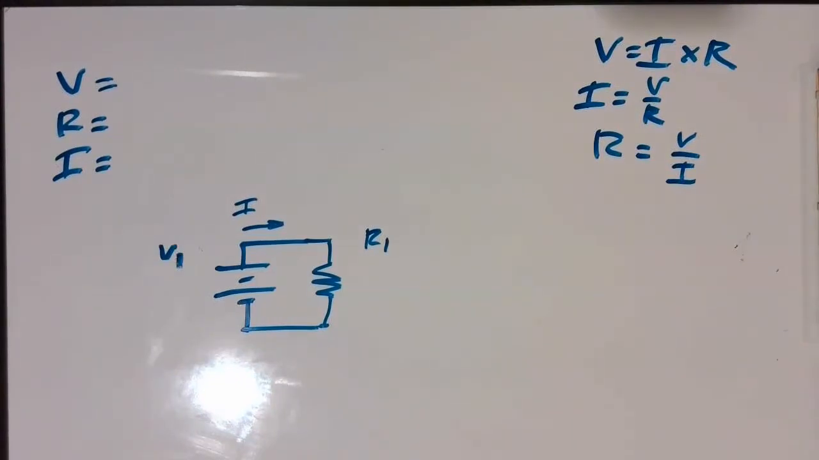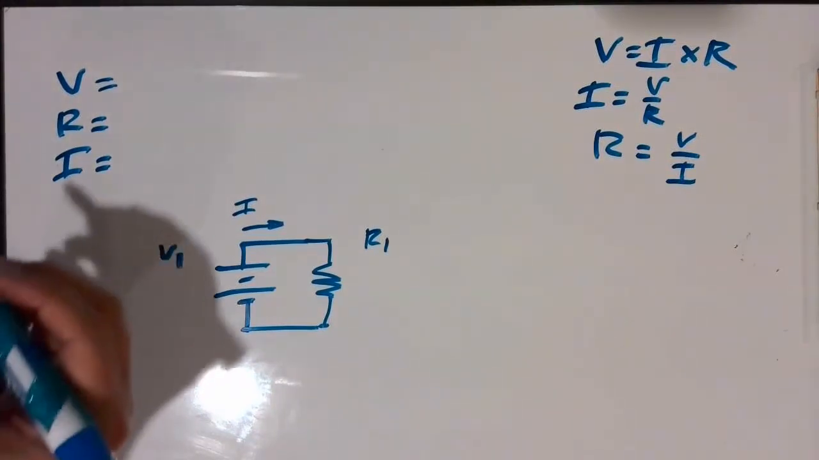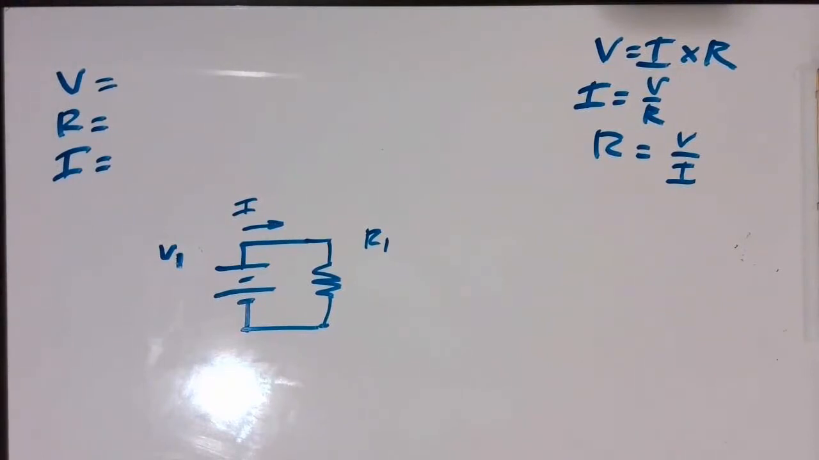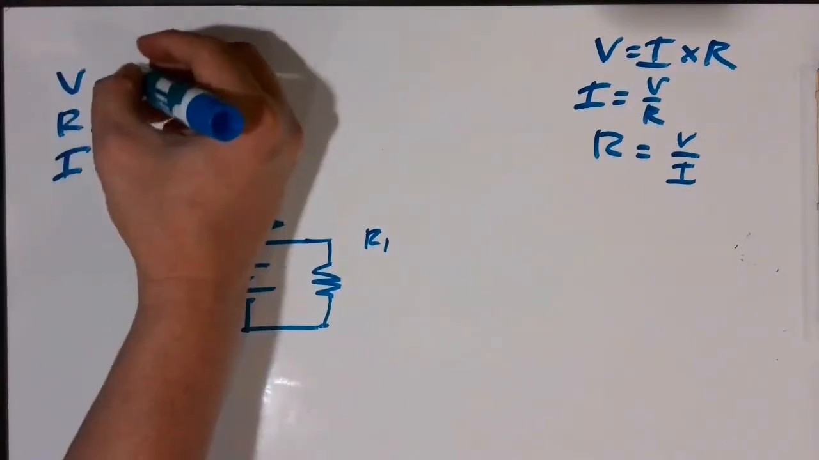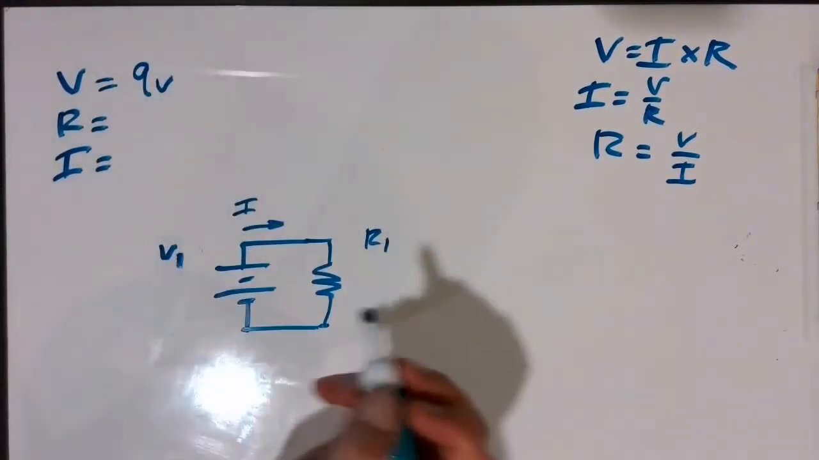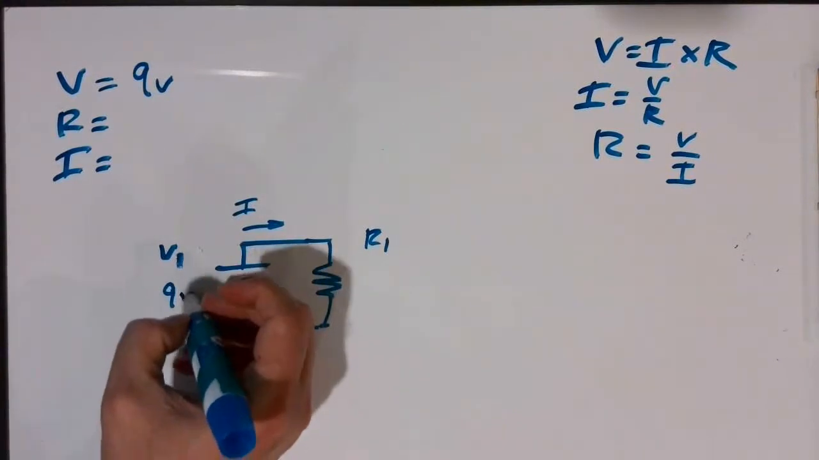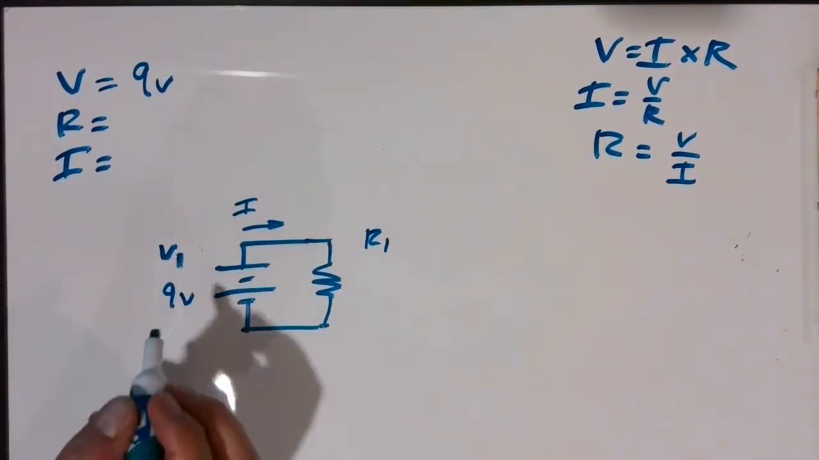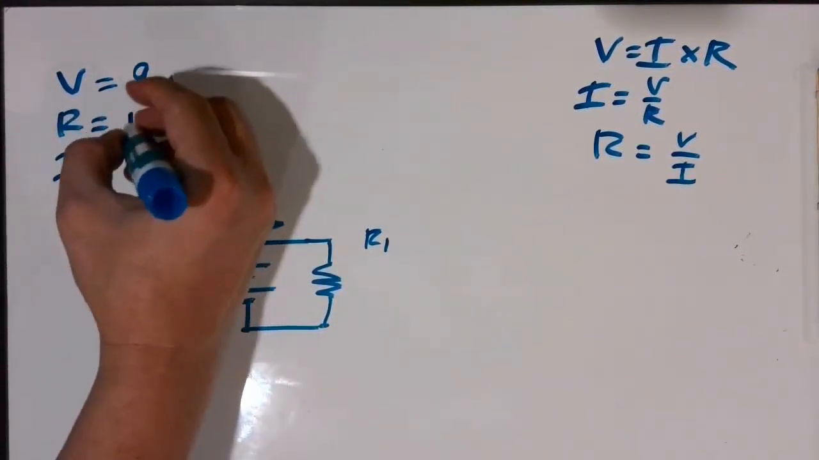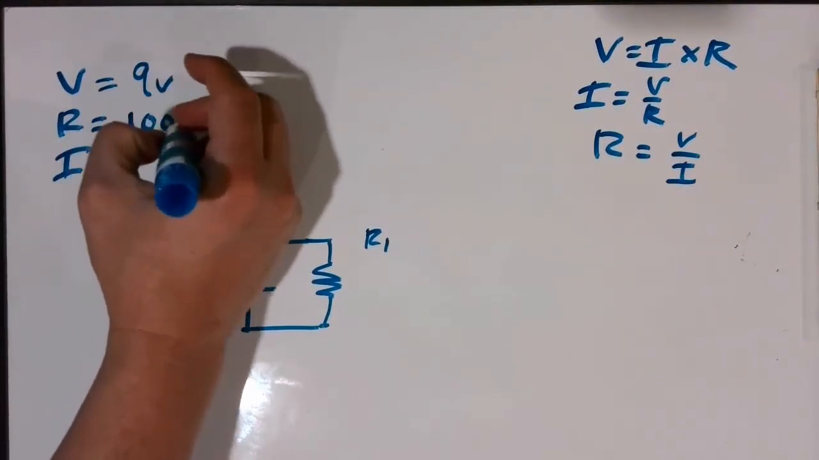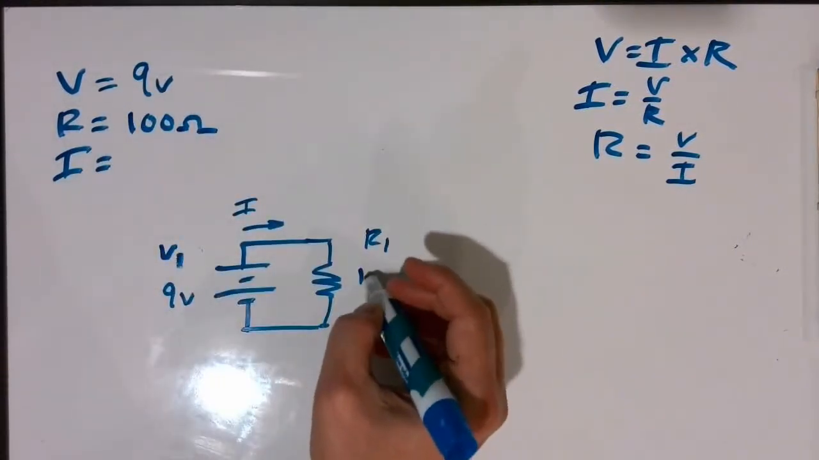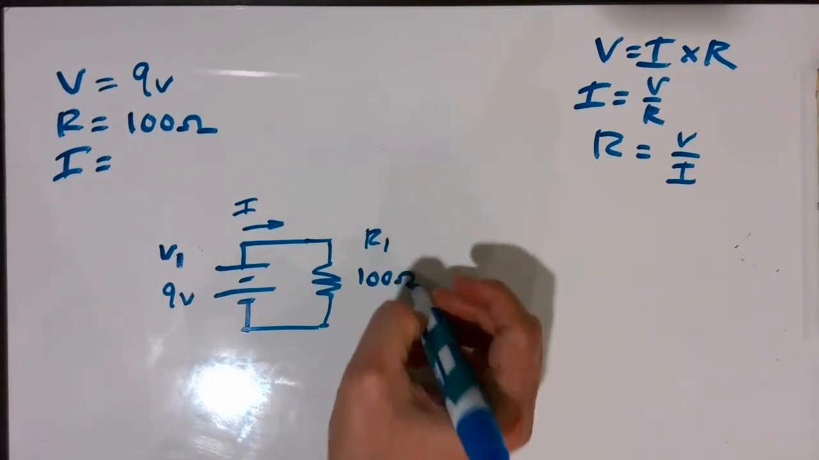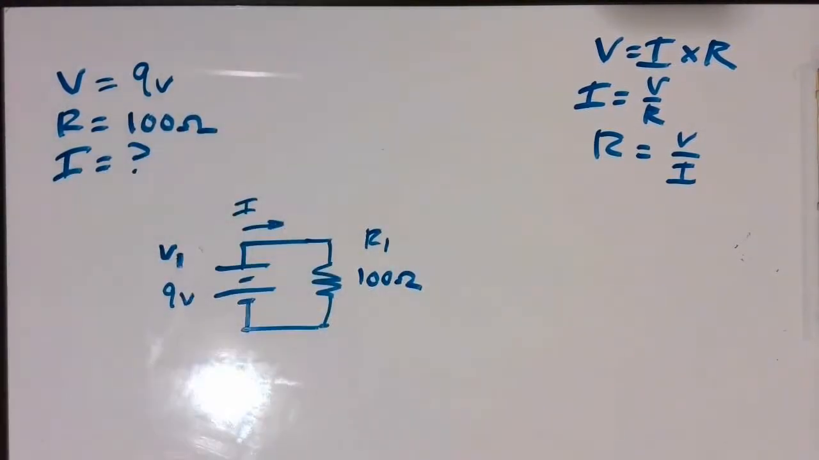For our next problem, what we're going to do is still solve for current. But in this case, we're going to change the units to look a little bit at these engineering units that we talked about last week or the week before. So in this case, let's say our voltage is 9 volts. Okay, so we'd write V1 is 9 volts. And in this case, the resistance is going to be 100 ohms. I'm just picking these values out of my hat here. 100 ohms. And we're trying to solve for the current here.